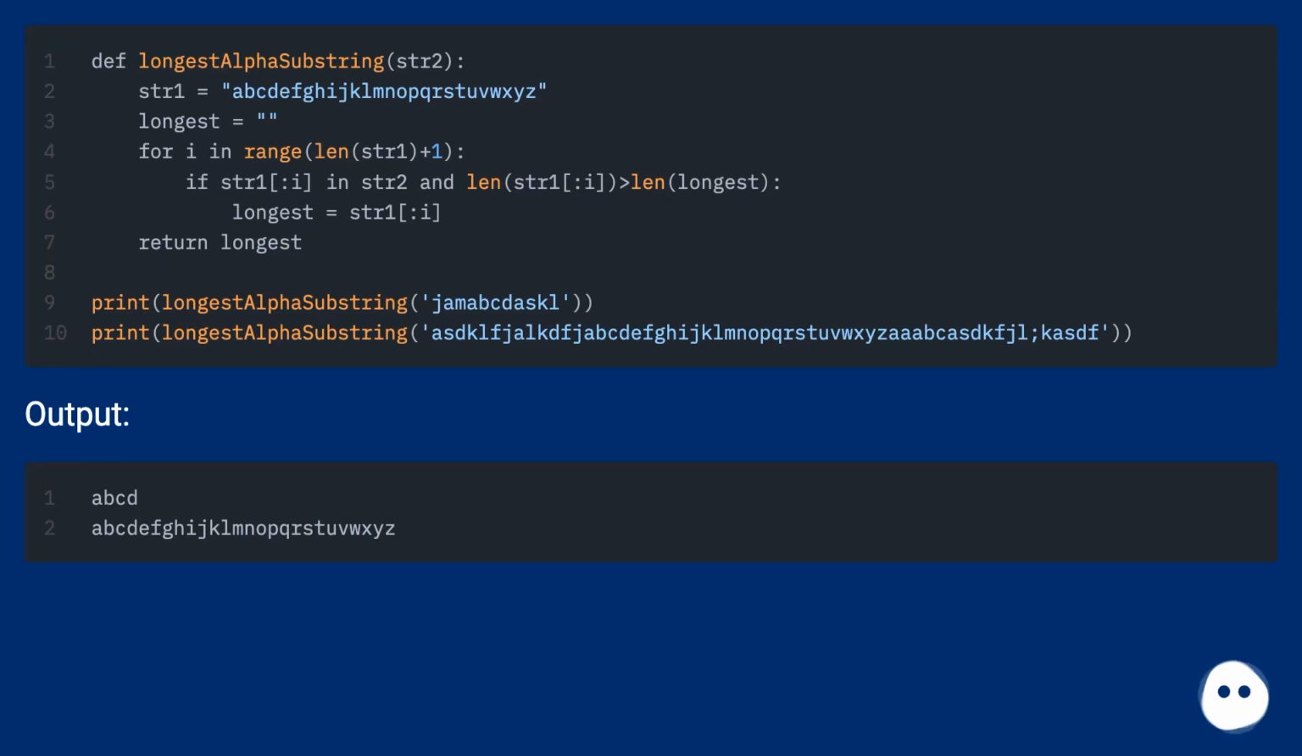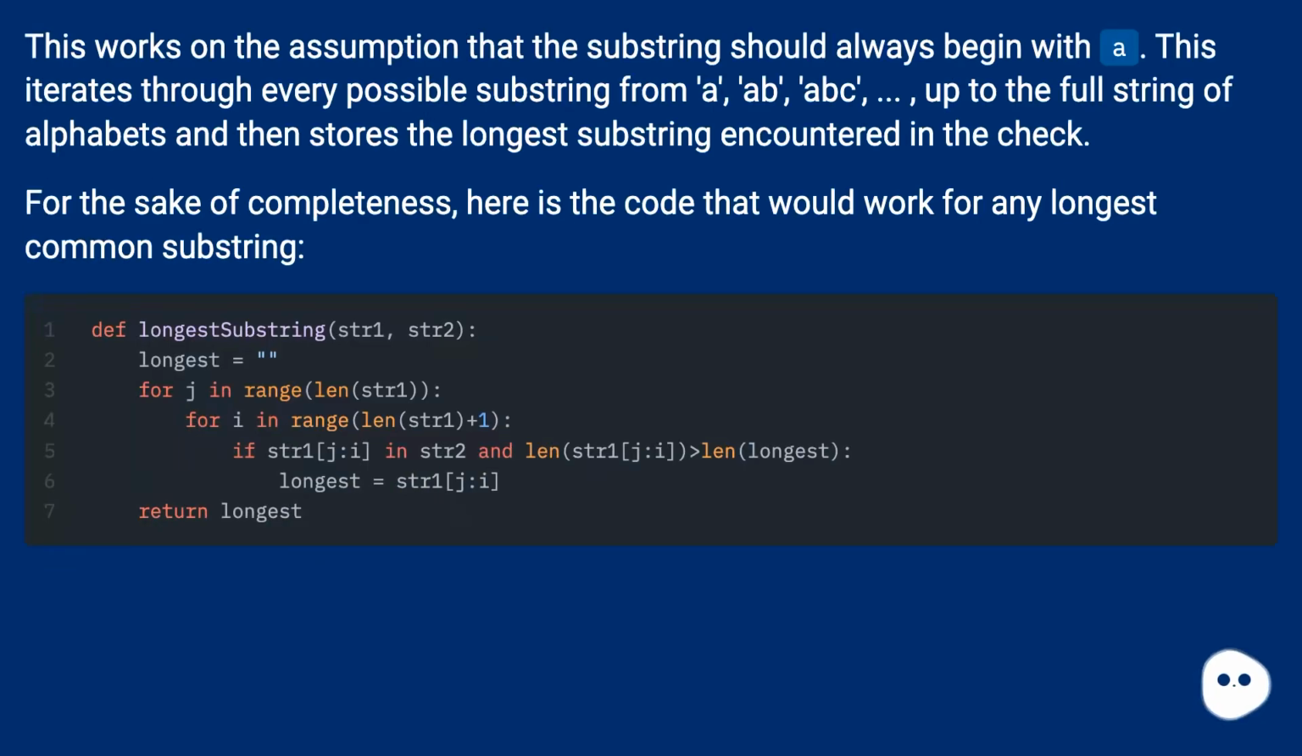Output. This works on the assumption that the substring should always begin with A. This iterates through every possible substring from A, AB, ABC, up to the full string of alphabets and then stores the longest substring encountered in the check.